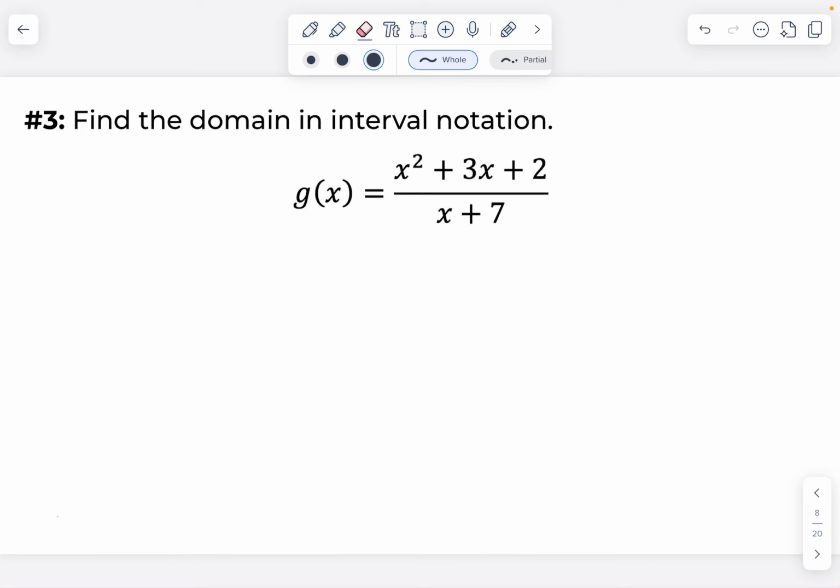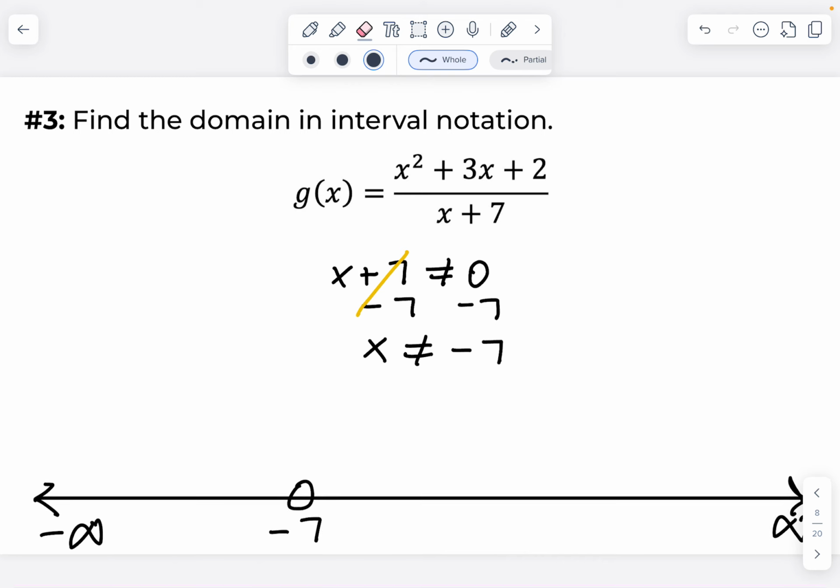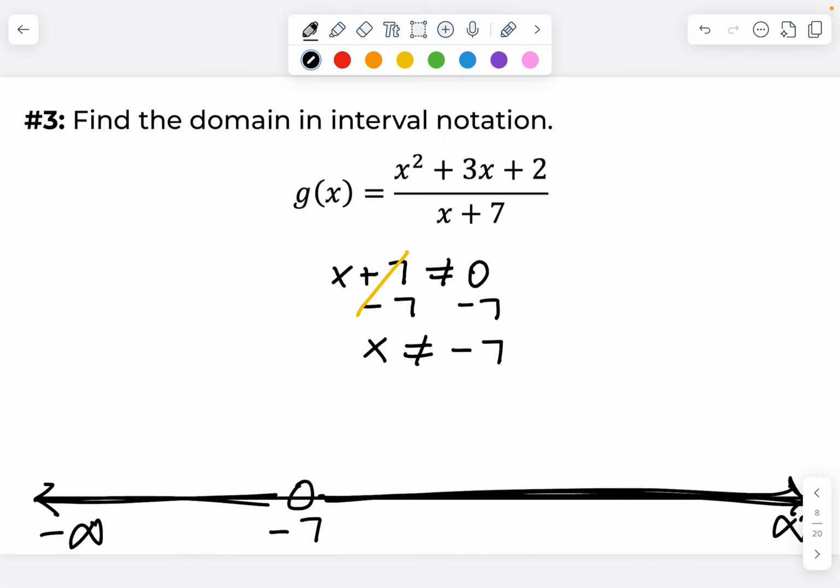Okay, so for this one, there's my work. I took my denominator, x plus 7. I set it not equal to 0 because if it does equal 0, then I've got an issue. All right, so x cannot equal negative 7, because to get x by itself, I subtracted 7 from both sides. If I think about what that looks like for my number line, that means I've got an issue at negative 7. But I exist everywhere else. So I exist below that and I exist above it.